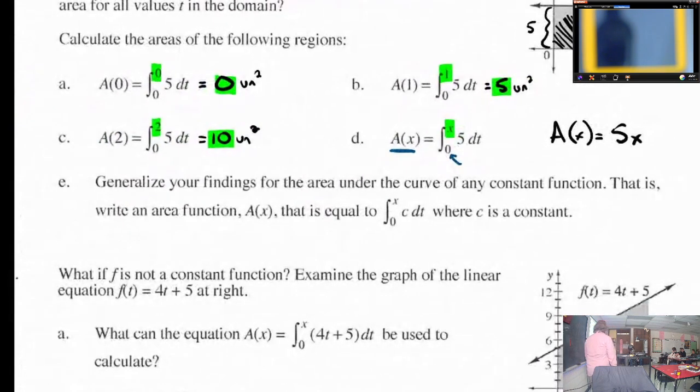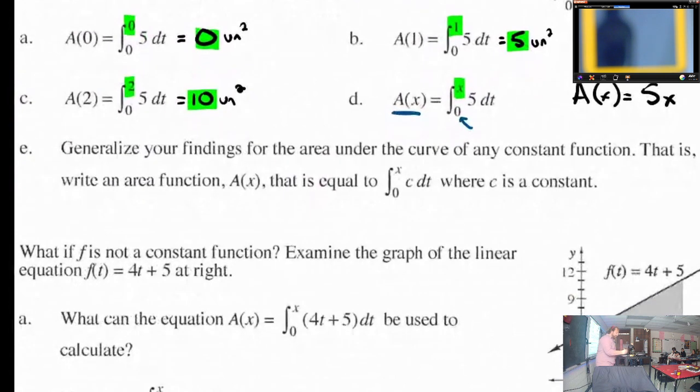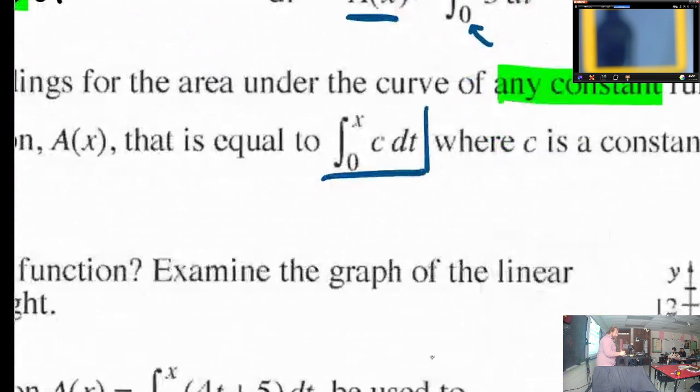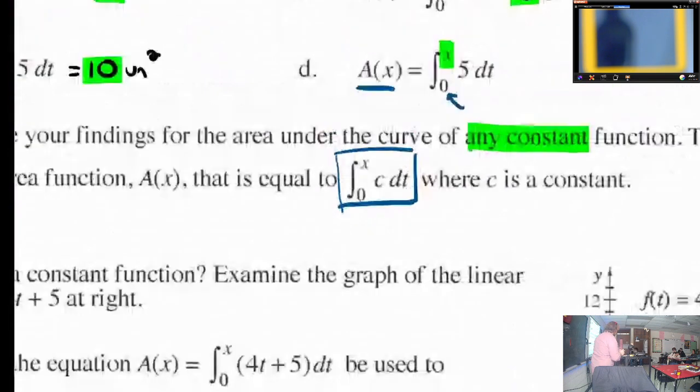Now, E is going to take this question to the next level. There's nothing special about the number 5 here. Number 5 was just chosen to help ground this example in some sort of reality. So for question E, we're asked to generalize our findings for the area under the curve for any constant function. That is, could you write an A of x that was equal to the area under the curve from 0 to x of some other constant, c, where c is a constant? There's nothing special about the number 5 in this problem. It's just the number that we chose.